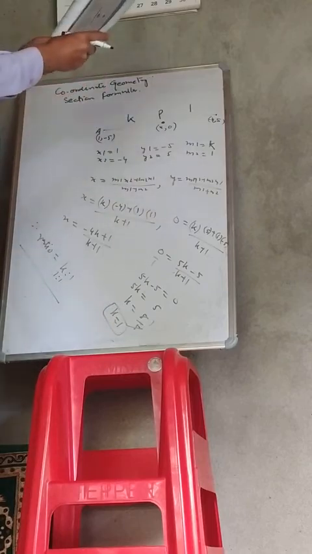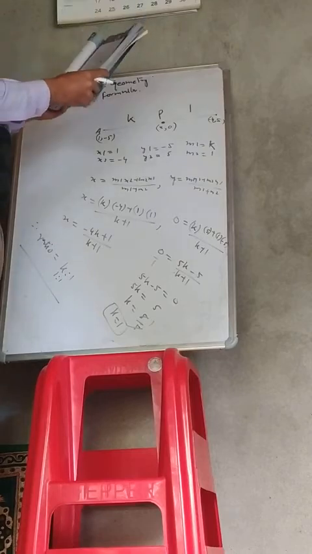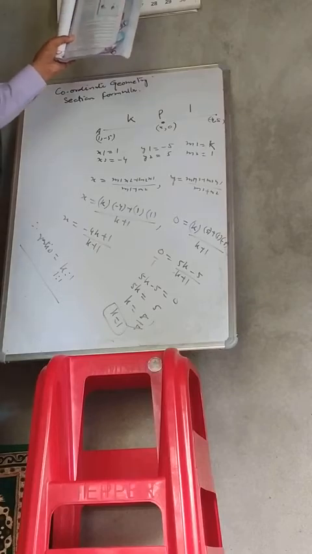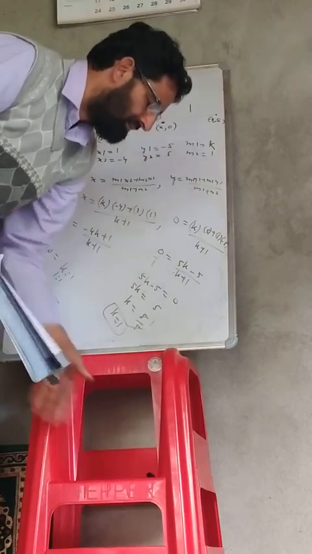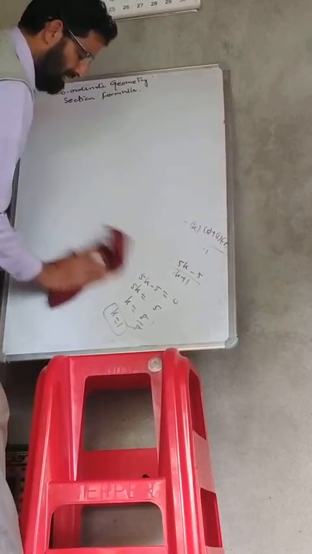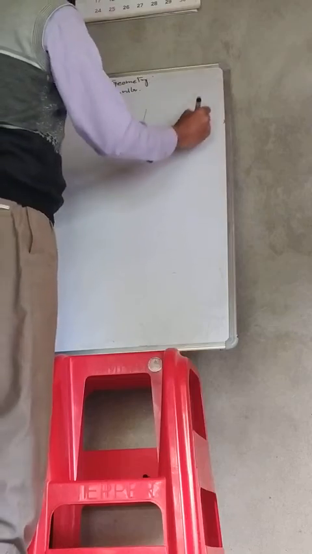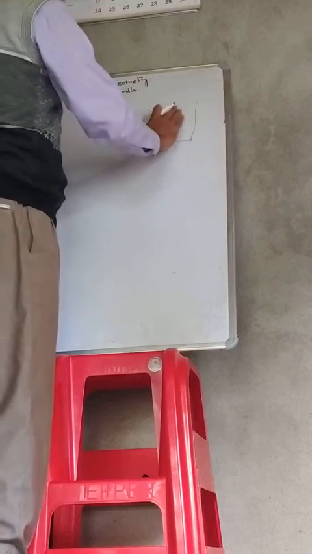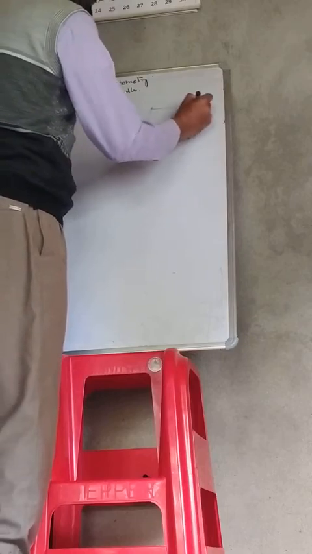Similarly, question number 6 reads: (1, 2), (4, y), (x, 6), (3, 5) are the vertices of a parallelogram taken in order. Find x and y. Now it is a parallelogram, vertices of a parallelogram. You know the diagonals of a parallelogram bisect each other. What is a parallelogram? Parallelogram means the quadrilateral with opposite sides equal and parallel.